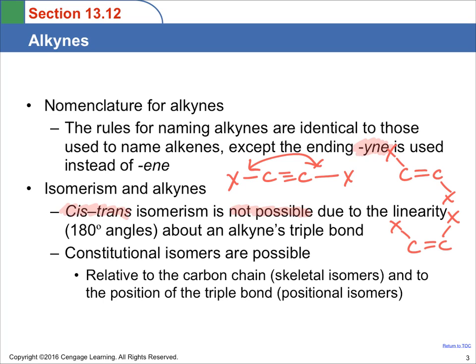We will have isomers, constitutional isomers. So we can again have skeletal isomers where our carbons are moving, and positional isomers where the triple bond is changing location.